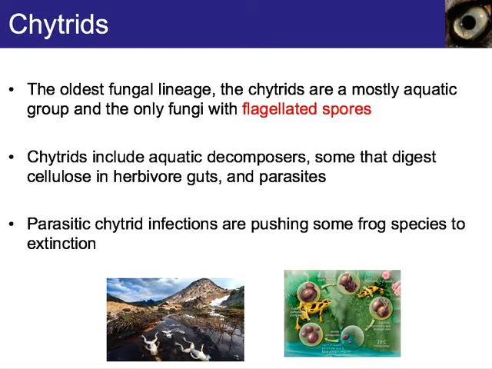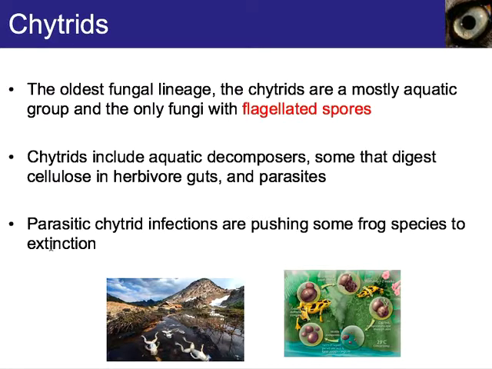Chytrids are the oldest fungal lineage. The chytrids are a mostly aquatic group and the only fungi with flagellated spores. So if I ask you which fungi have flagellated spores, you should pick chytrids on your exam. Chytrids include aquatic decomposers, some that digest cellulose in herbivore guts, and parasites.